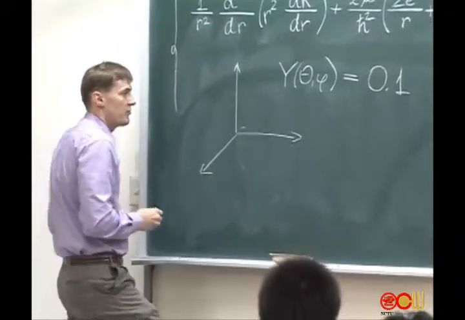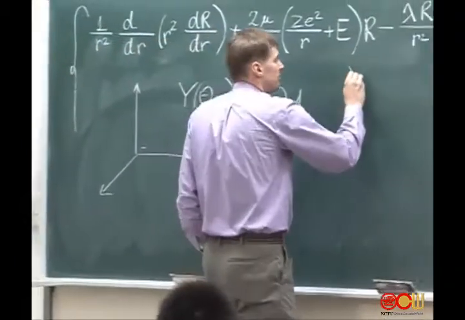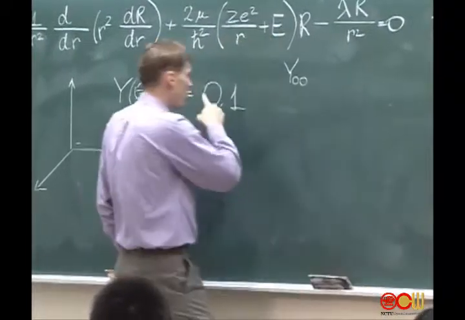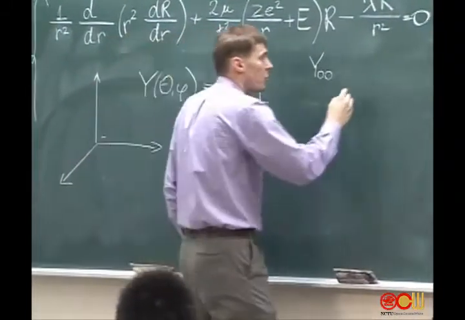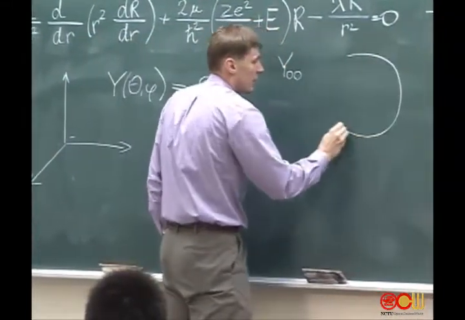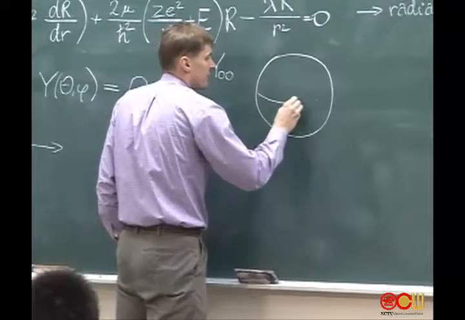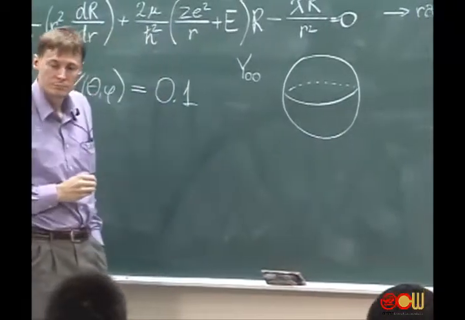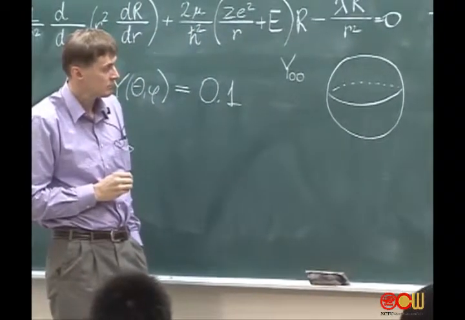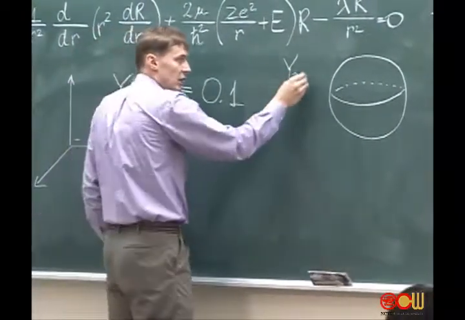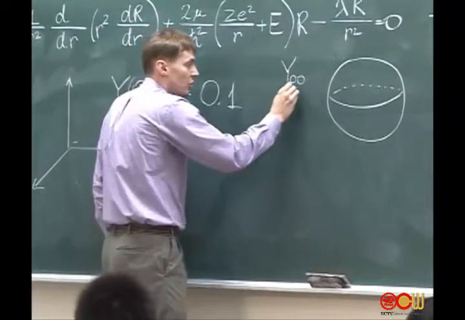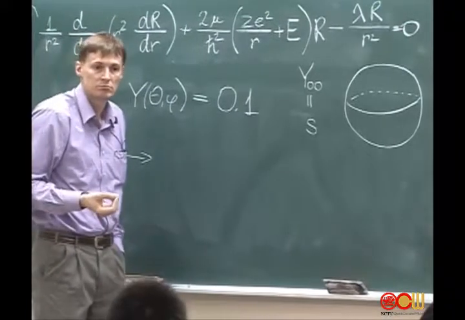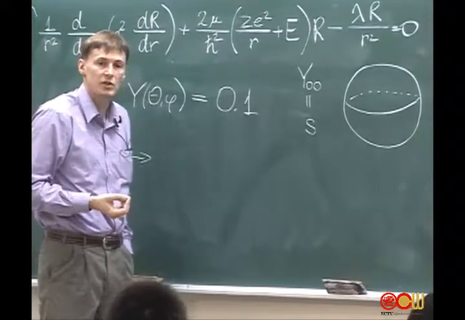So we start with function Y 0, 0. If you plot all the points where the function Y 0, 0 has the value 0.1, it turns out to look like a perfect sphere. And very often, instead of writing Y 0, 0, people write s for spherical. So this is the function s.